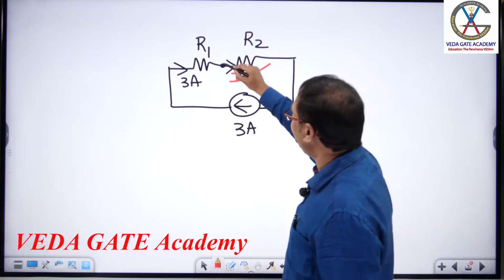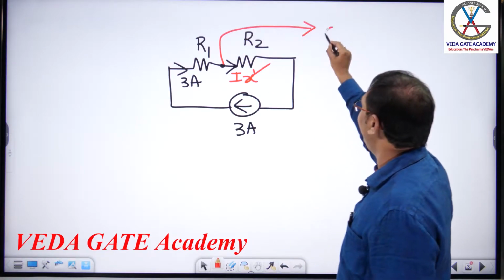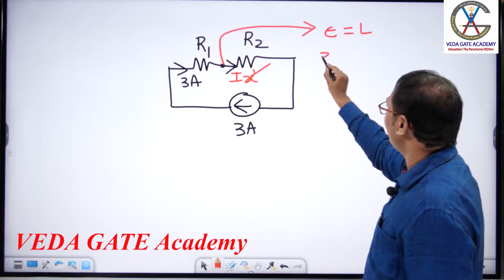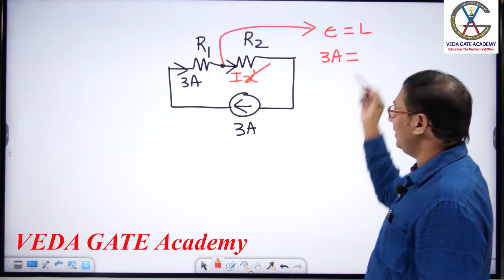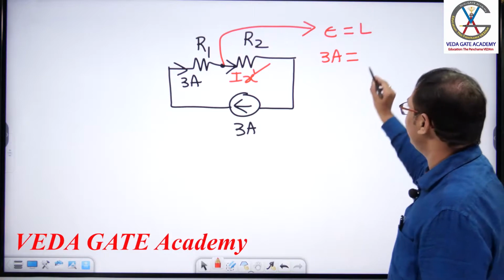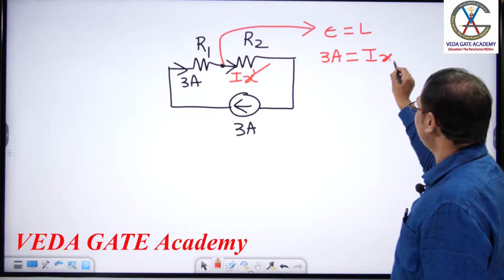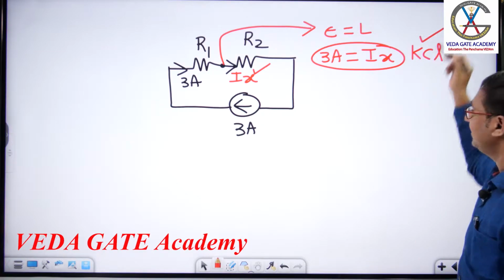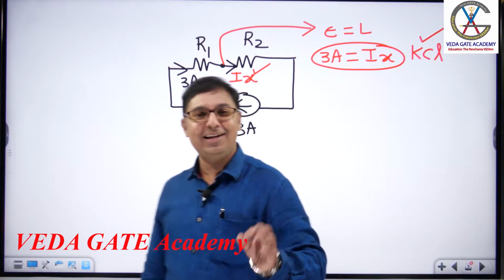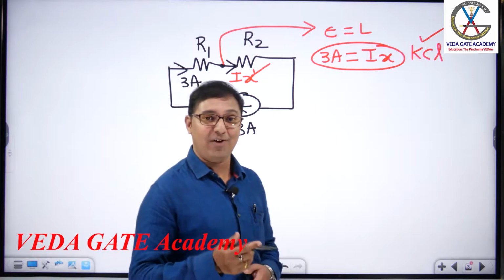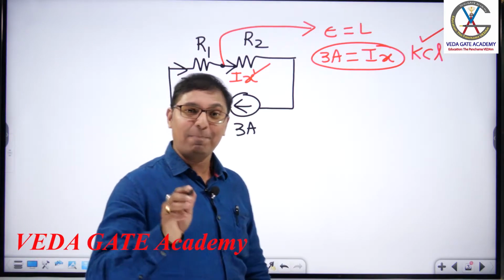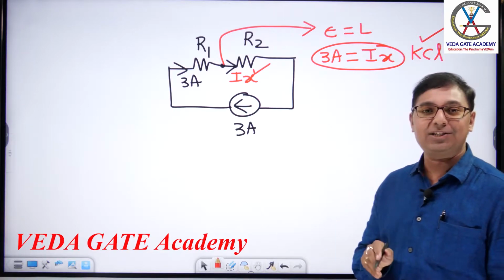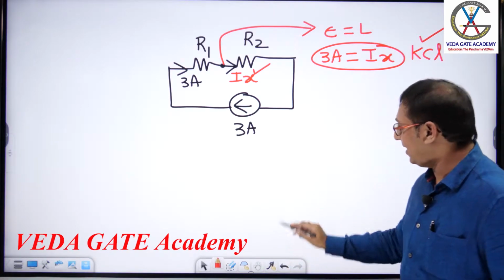Apply KCL at this point. By KCL, entering current equals leaving current. What is the value of the current entering? 3 amps is entering. What is the value of the current leaving? Ix. Now, we got the Ix value as 3 amperes by using which law? KCL. In a series connection, current is the same to satisfy KCL. Similarly, in a parallel connection, the voltage is the same to satisfy KVL. Let us analyze that as well.